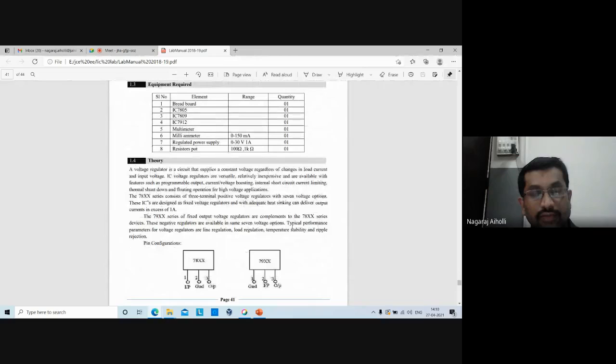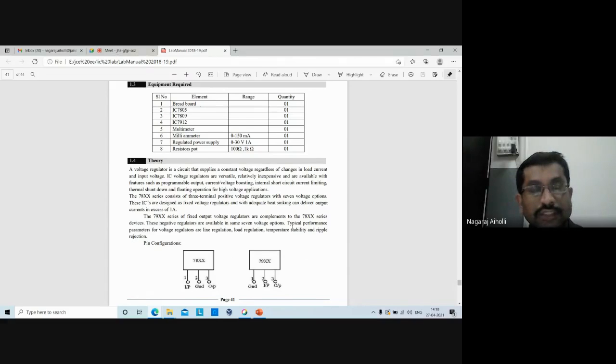So what is the meaning of regulation? Any idea? Regulation means what? Regulator or regulation? Yes, please. Meaning of regulation or regulator? To control, sir. Very good. To control or to maintain the voltage constant.